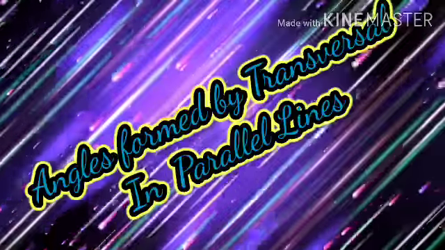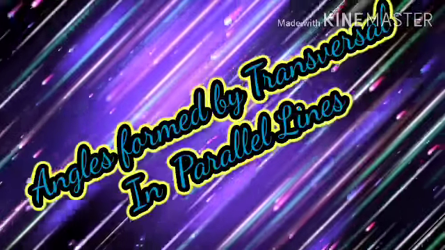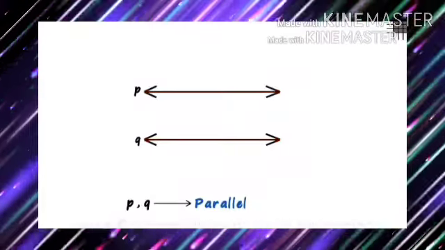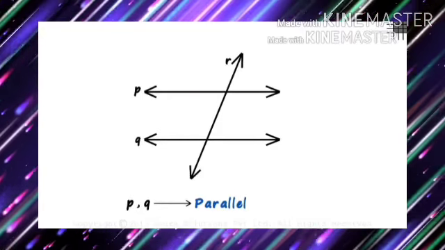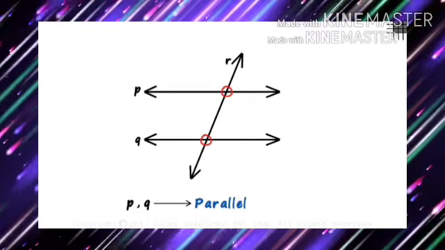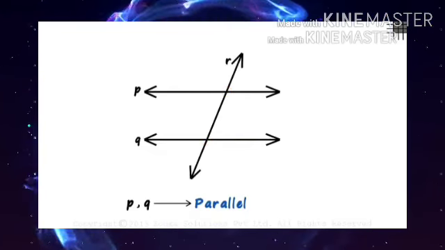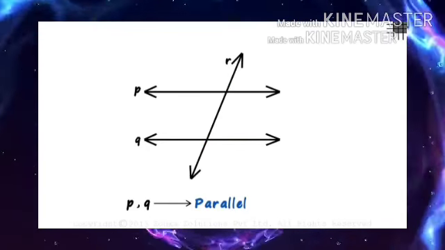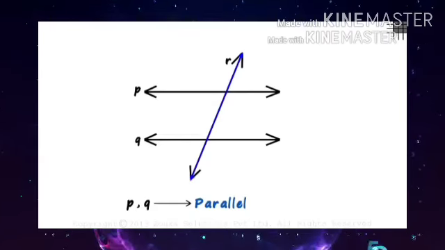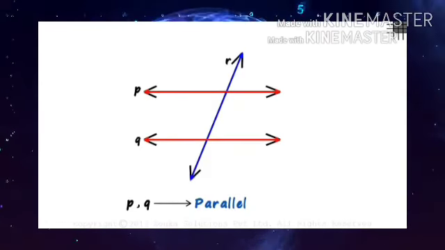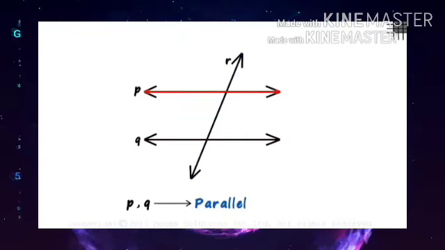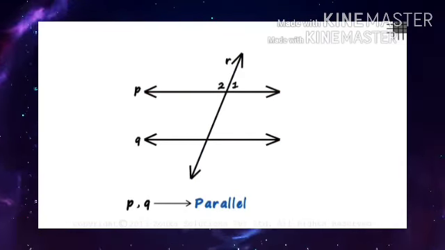Dear students, today we will learn about angles formed by a transversal in parallel lines. In the given figure, P and Q are parallel lines and R is a transversal intersecting P and Q. Now, R is a transversal and P and Q are parallel. R makes angles on P and Q.